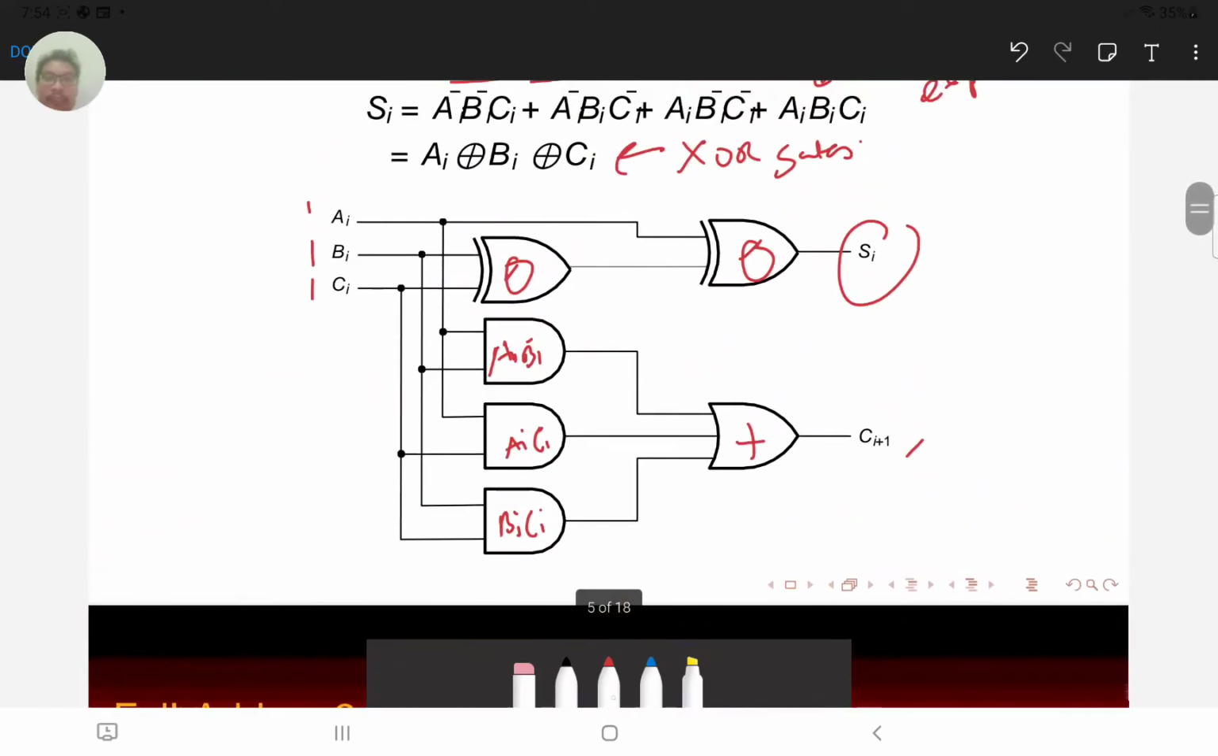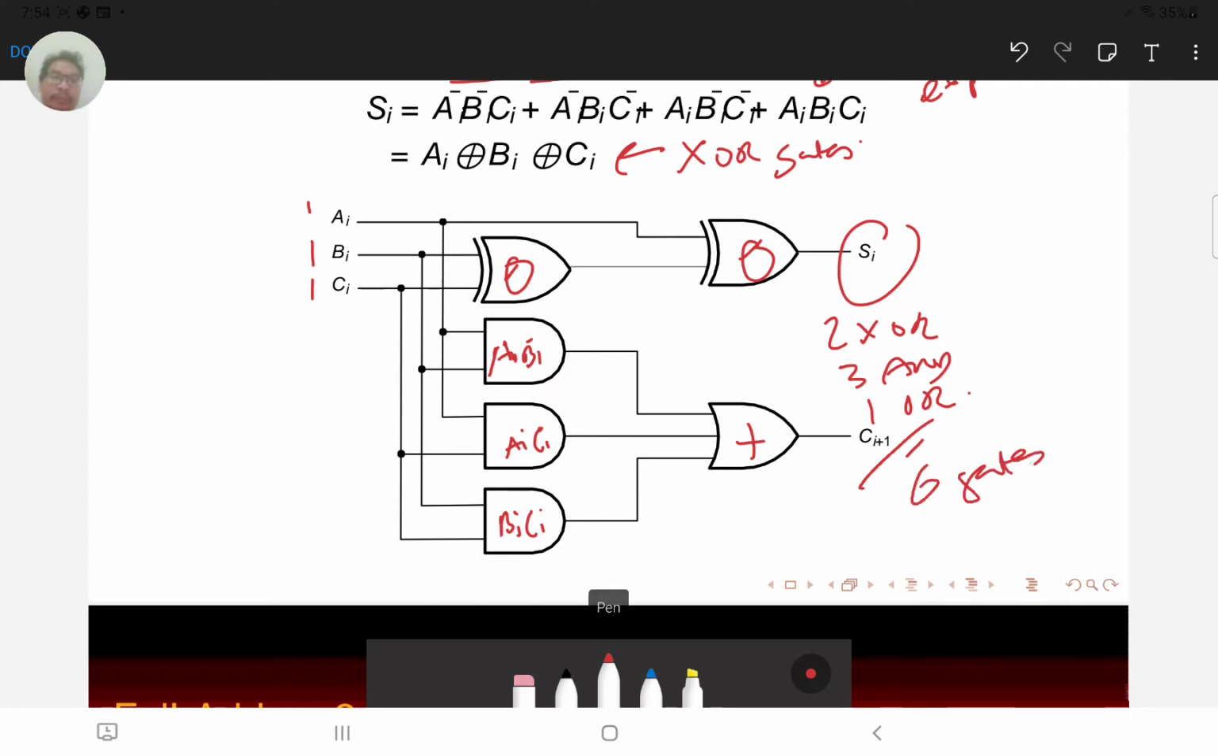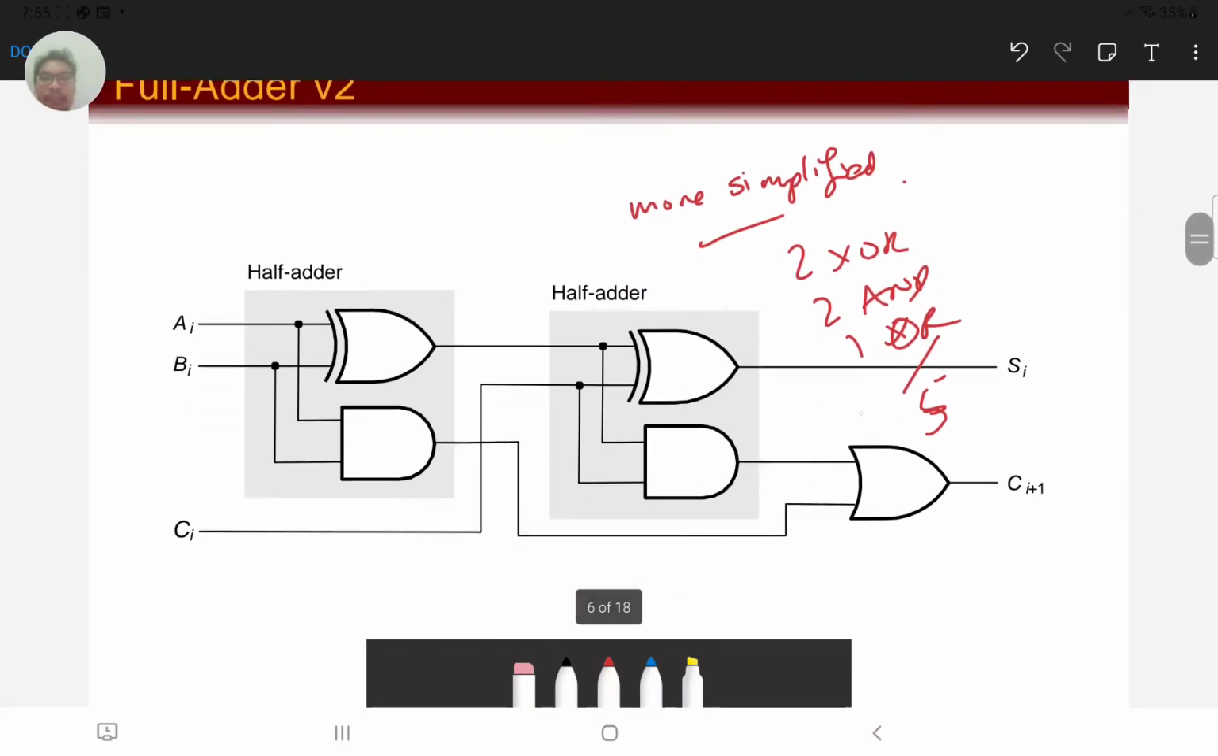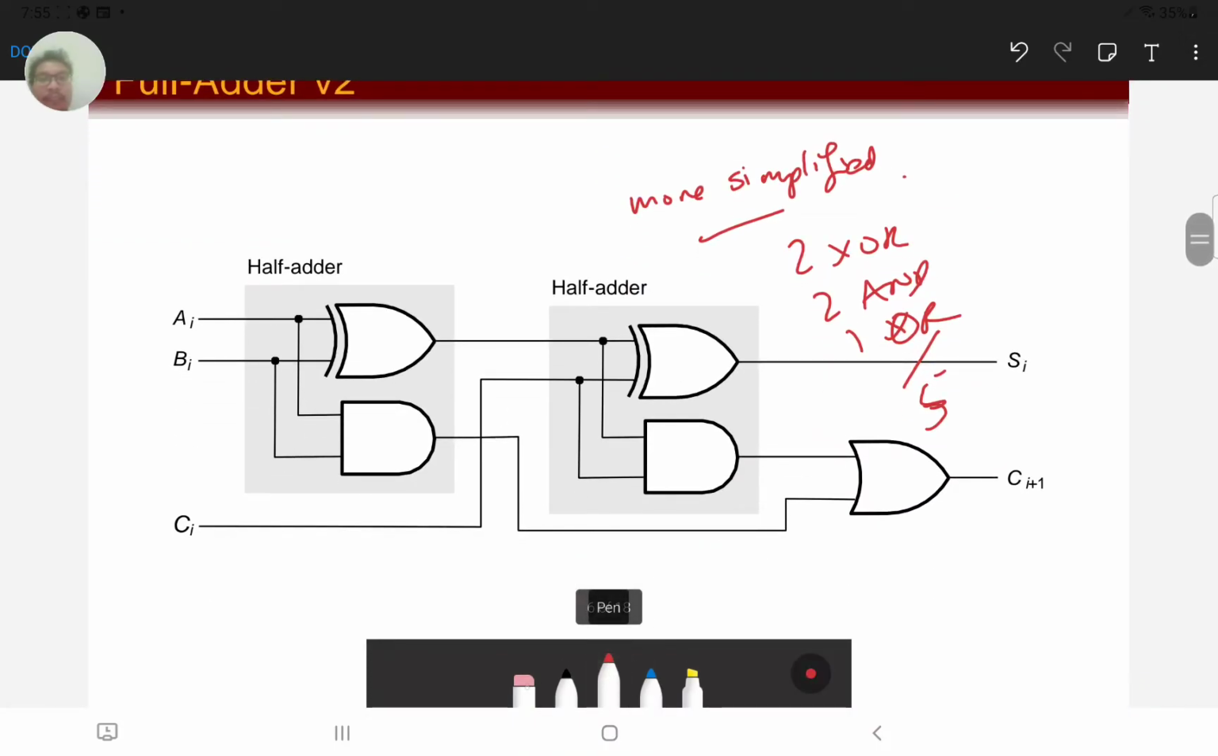In the other case, we are using here 2 XOR, 3 AND, and 1 OR. So we can see we have an extra AND gate with a total of 6 gates, and here we have a total of 5 gates. So basically, what happened here is we can actually simplify the full adder to be 2 half adders. Okay, so here is in fact the output.